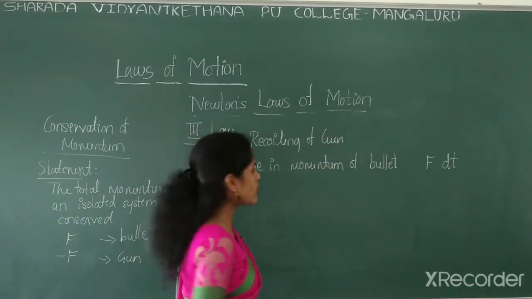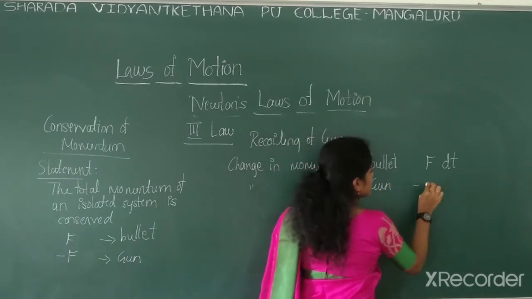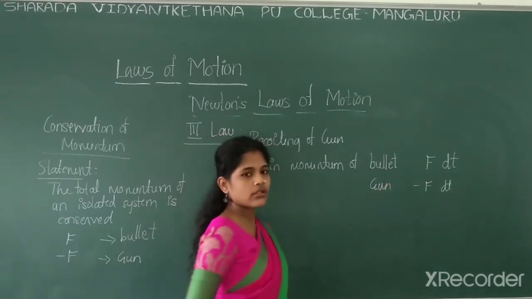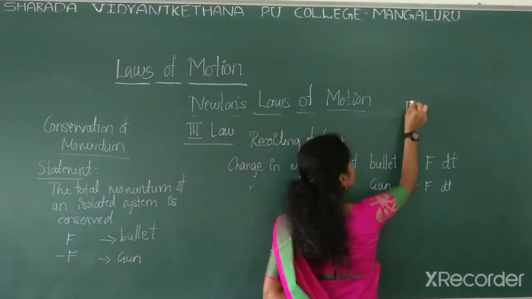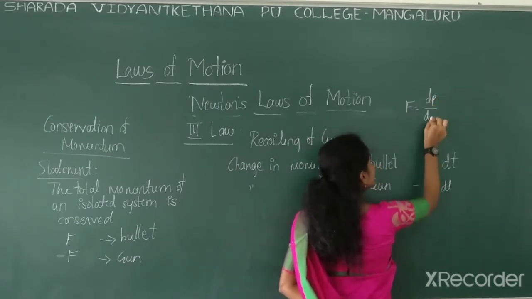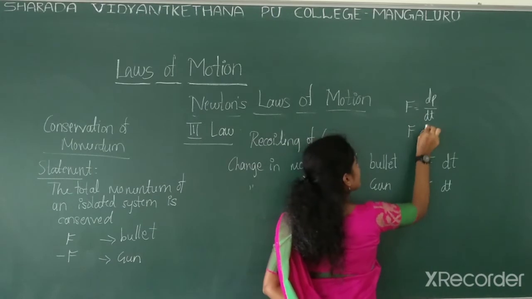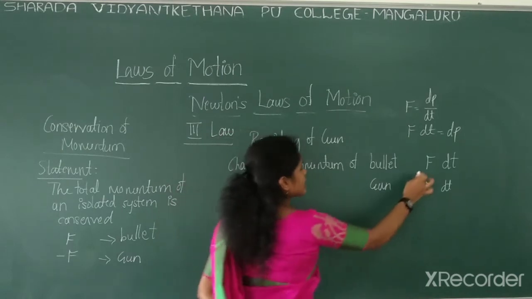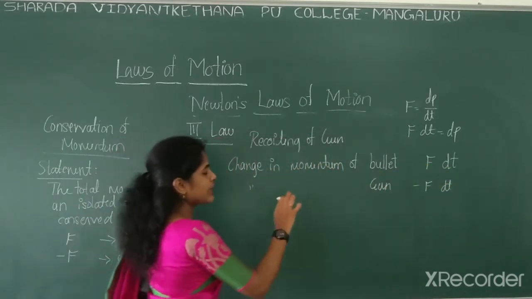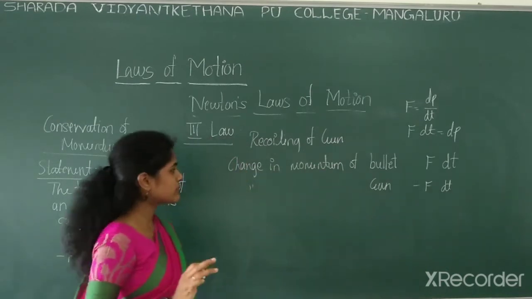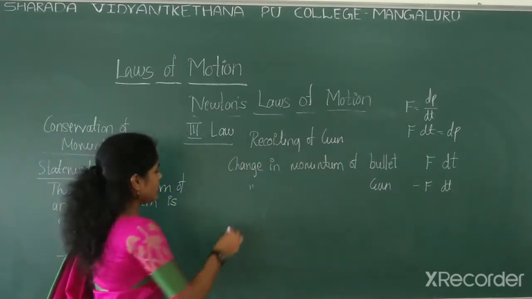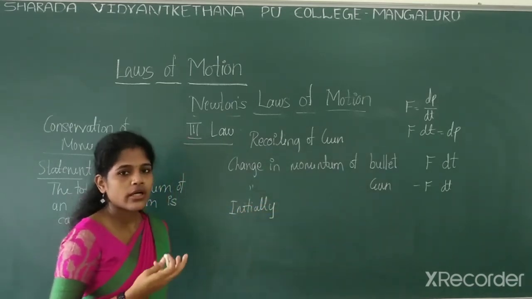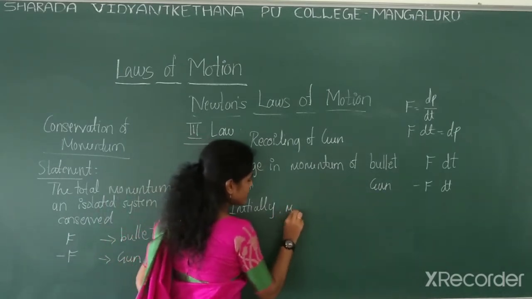Similarly, the change in momentum of the gun is minus F dt. So how can we take this F dt? You know that F equal to dP by dt. If we take F dt, it will be equal to the change in momentum. So now F dt is the change in momentum of the bullet and minus F dt is the change in momentum of the gun. Next, we know that initially both are at rest. So initially, what is the momentum? It is 0.